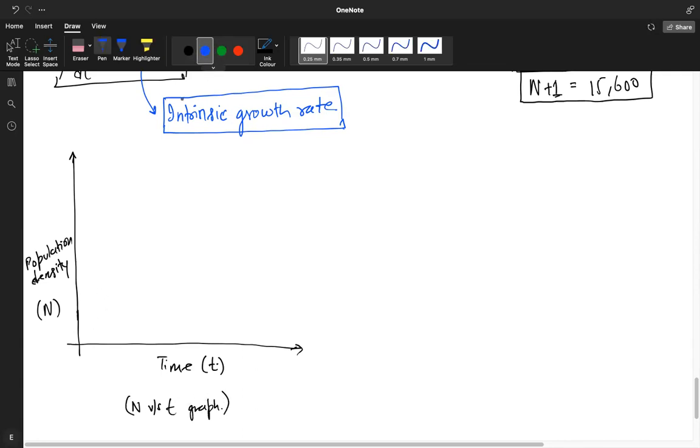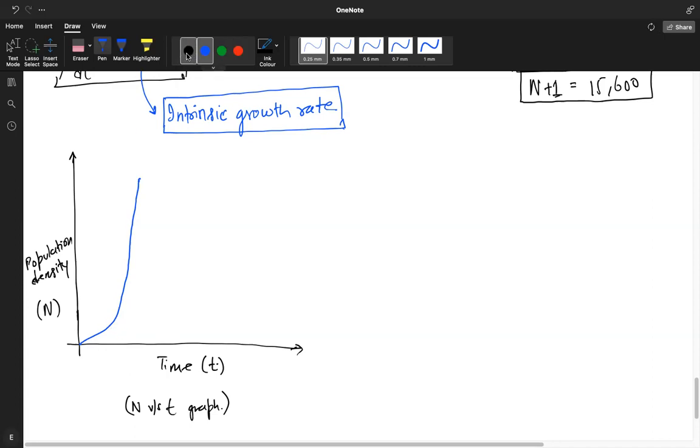So for an exponentially growing population, as time increases, the population density will at first be slow, like from 1 to 2, 2 to 4, 4 to 8, but then 8 to 16, 16 to 32, and it will start going up like this. Correct? Yes, sir. So at one point, with very little time increasing.